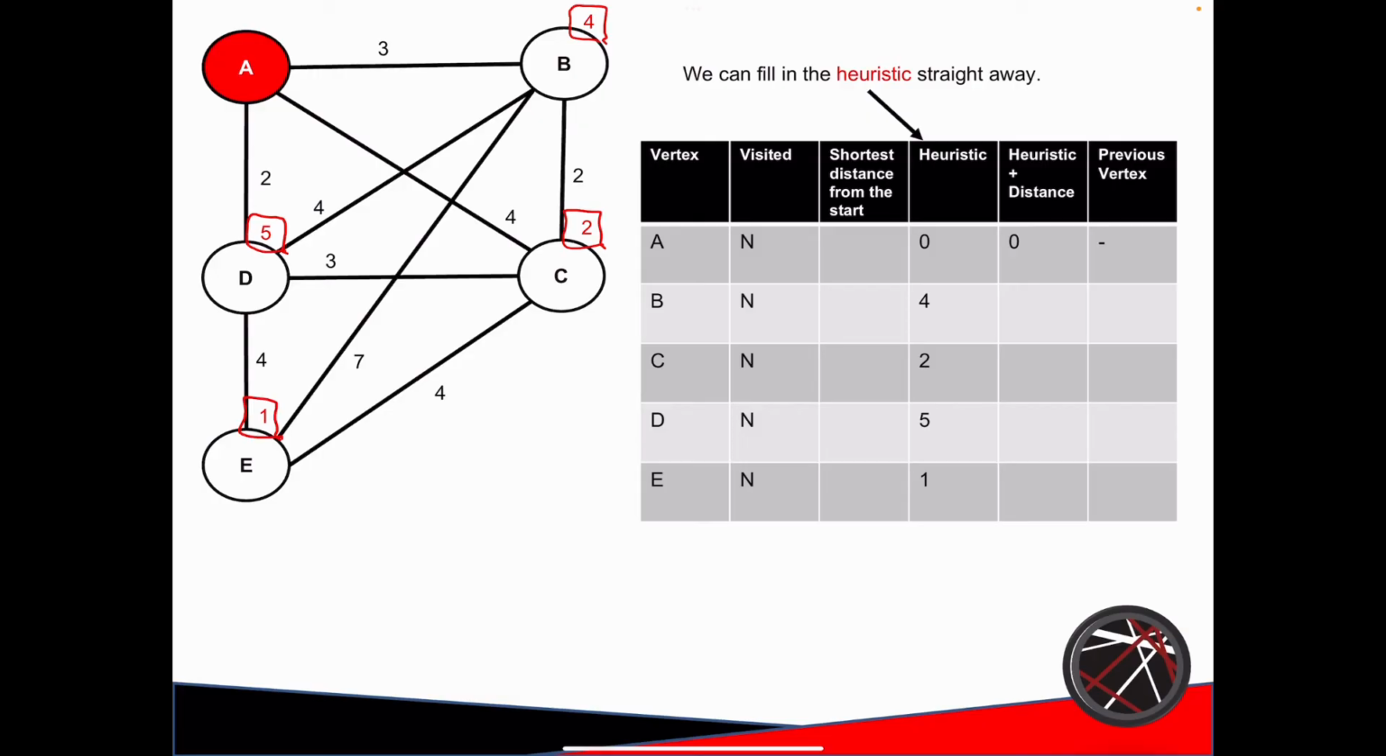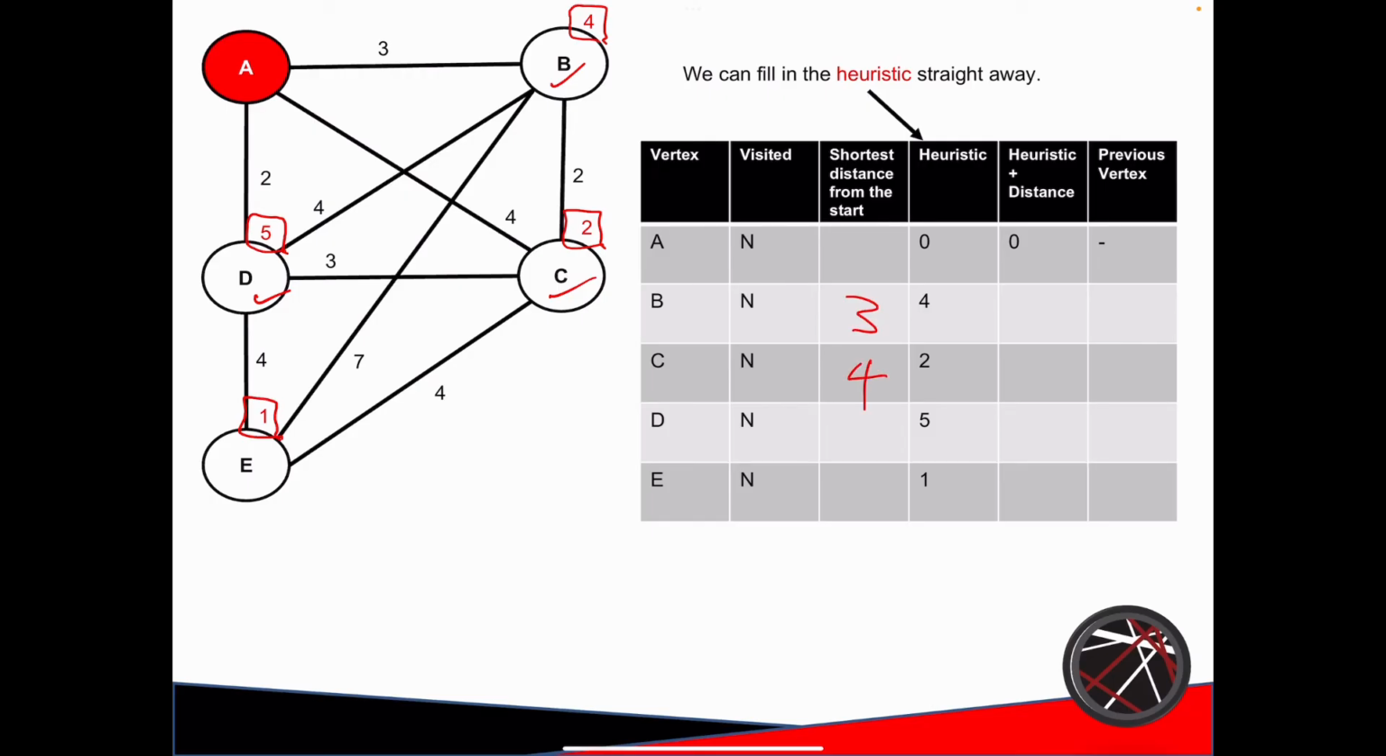Okay, so we're going to start with A, and from A I can get to B, C and D. So we'll look at B, that comes at a cost of 3. I can look at C, which is a cost of 4.